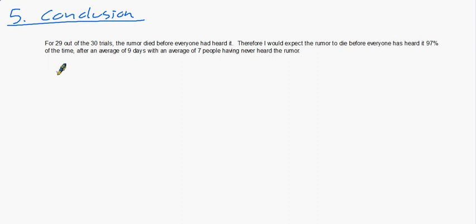For 29 out of 30 trials, the rumor died before everyone had heard it. Therefore, I would expect the rumor to die before everyone has heard it 97% of the time, after an average of 9 days, with an average of 7 people having never heard the rumor.